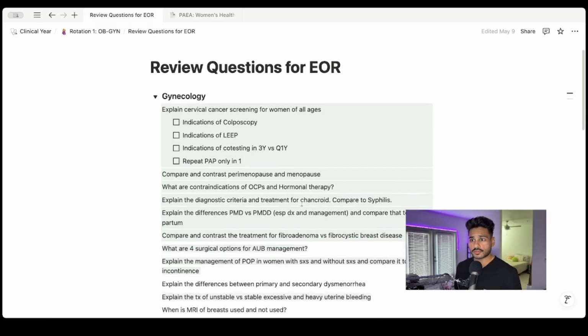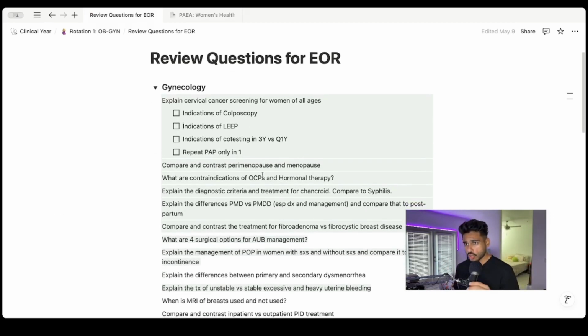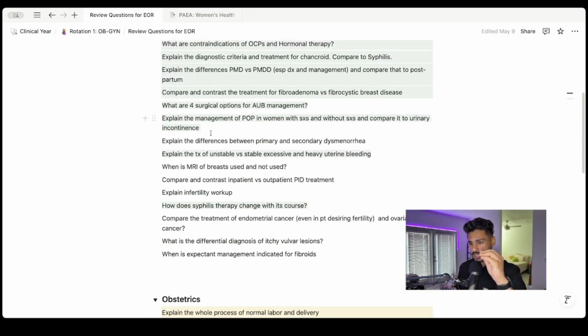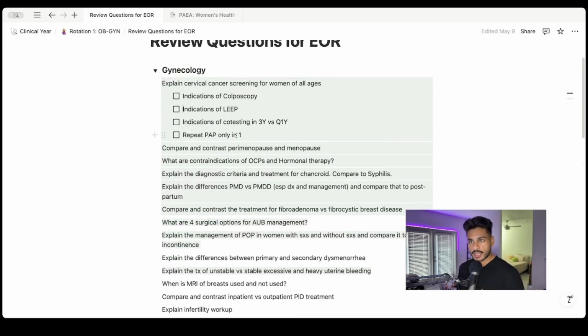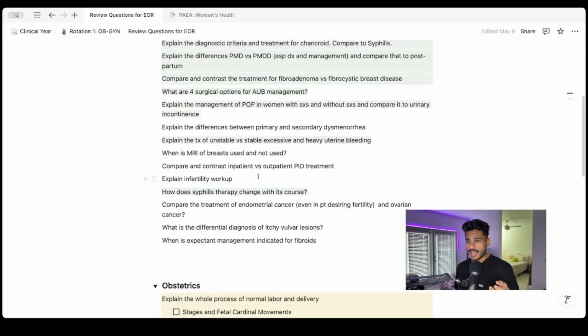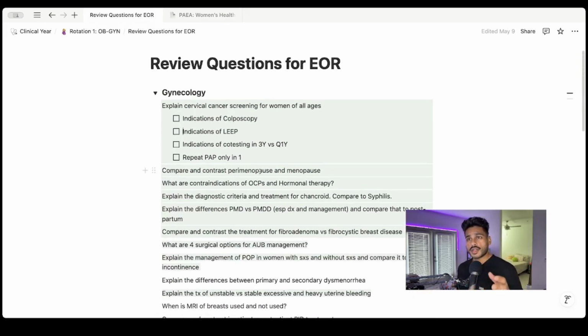Lastly, I want to show you my review questions from my EOR and how I use this. So this page has two main sections because OB-GYN is two concepts: gynecology and obstetrics. I have these review questions written based on the incorrect answers on my Blueprint rotation-specific question bank. So for example, Blueprint gives you about 250 questions for each rotation. And so you finish that. And I broke it down into 50 questions per sitting. And then whatever I got wrong, I would make that into a question.